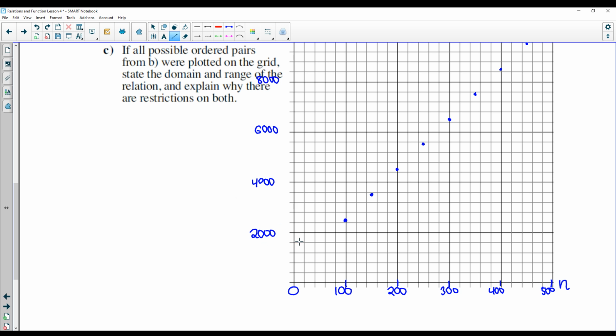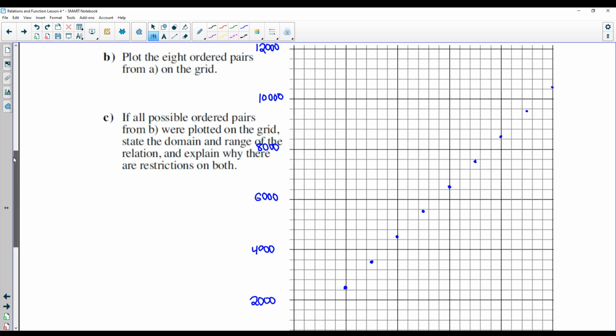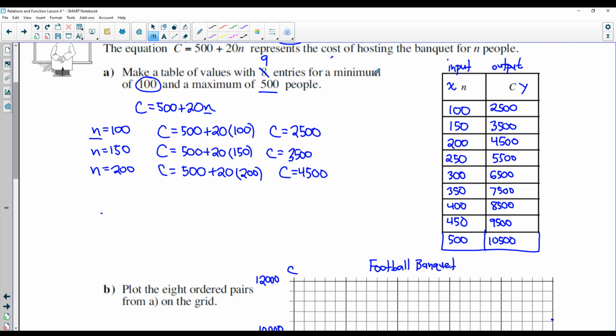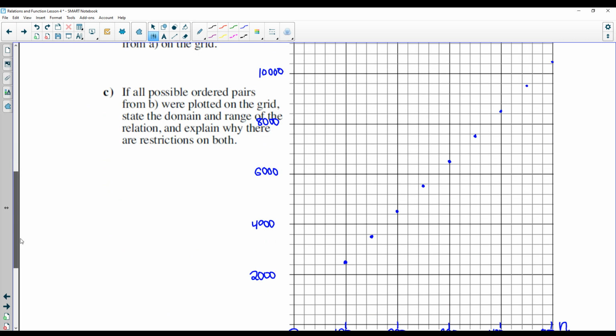Okay, so 500, I think, would be located. Oh, no, but they told us here that the banquet has to have a minimum of 100 people, okay? Yeah, it says here we need to have a minimum of 100 people, and a maximum of 500 people. Okay, so that's going to help me in drawing a line here in a second, okay?